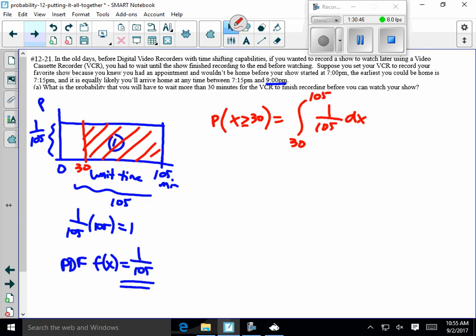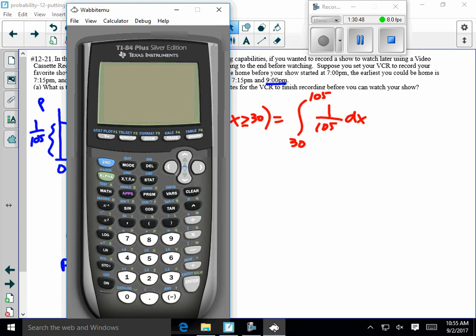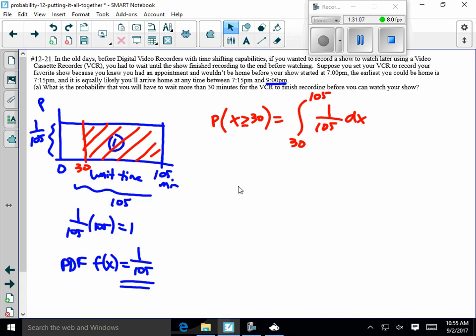Okay, then I could use calculator features, if you have a calculator that does the integral directly. I'm just going to do it that way since this isn't really a calculus video. I'll enter 1 divided by 105 here for the PDF and then the variable key. And so that turns out to be 0.7142. So 0.7142 is the probability. In other words, 71% of the area is between 30 minutes and 105.